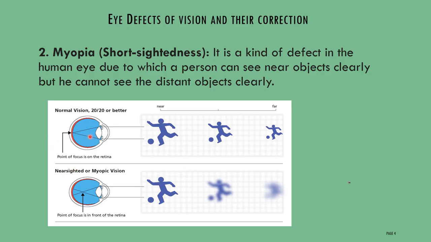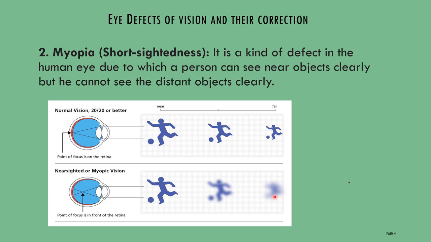Consider this picture. This is the normal vision, the vision of a normal person. A normal person can see near objects and far objects clearly. But if a person is suffering from myopia, he is able to see a near object properly, but he is not able to see a far object properly. Here you can see the far object is not clear, it is blurred. He can't even recognize the object properly. This we call myopia.